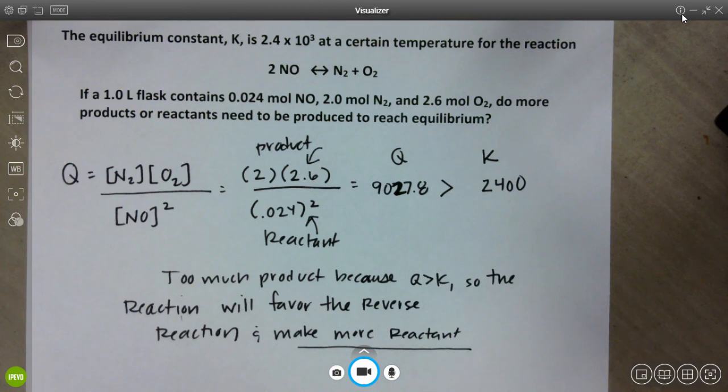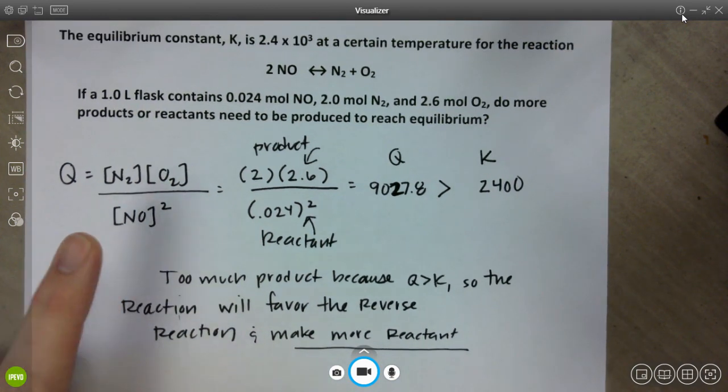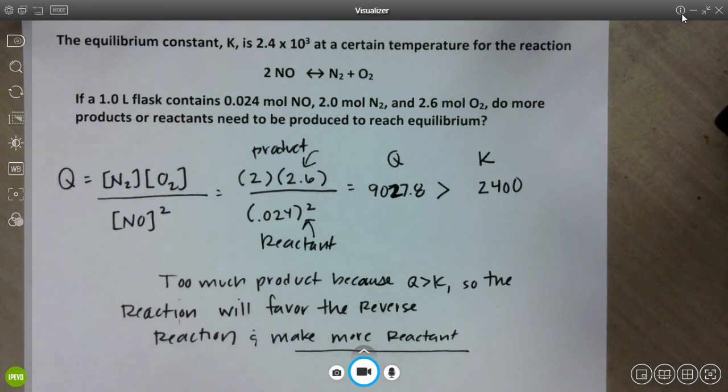And so what we'll be doing in our next video is taking a look at this Q concept and applying it to all of these different scenarios and seeing what happens there. So hopefully this gives you a rough idea of what's going on with reaction quotient. And like I said, we will apply it to Le Chatelier's principle next.